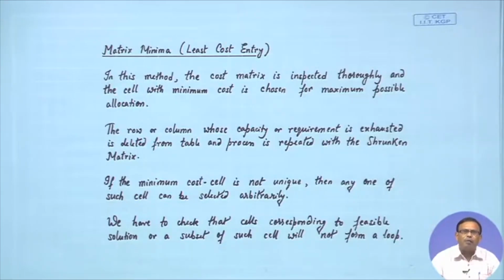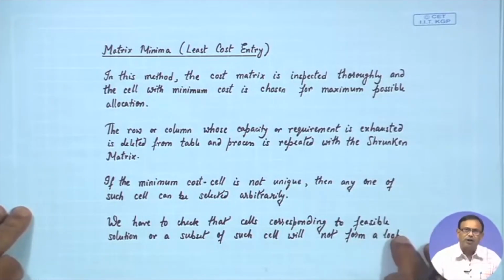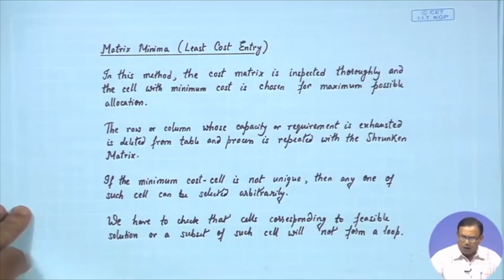Now, if the minimum cost cell is not unique, then you can choose any one of such cells arbitrarily, and we have to check that the cells corresponding to the feasible solution, or a subset of such cells, will not form a loop. We will discuss this afterwards.